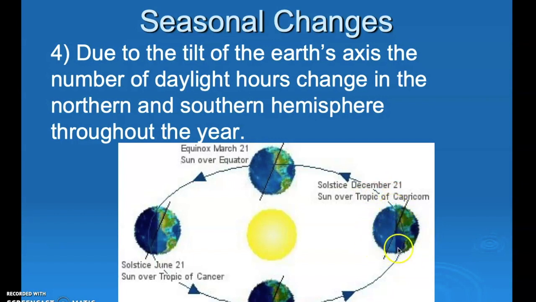Now, if you look down here at the southern hemisphere, even though it's called the winter solstice, down here, focusing on the Tropic of Capricorn, it's the first day of summer. The sun is directly overhead the Tropic of Capricorn, making a 90-degree angle and focusing its sunlight in that region, and therefore it's going to be much, much warmer.